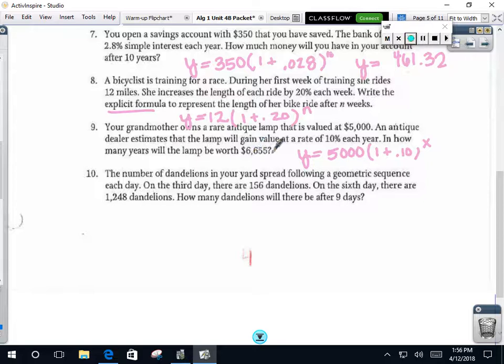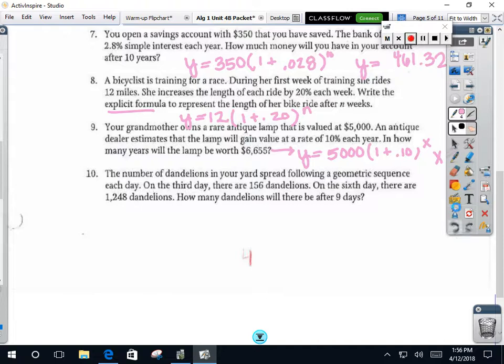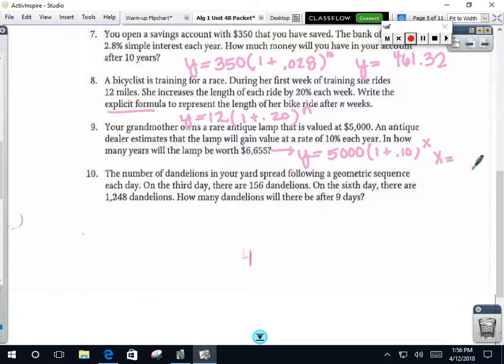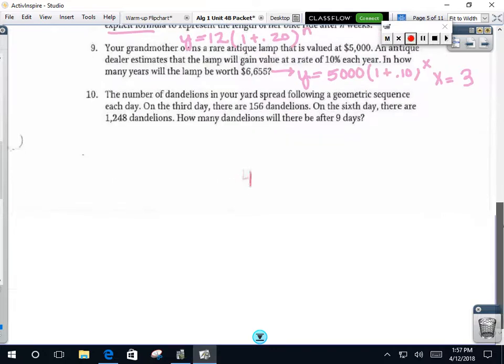You replace the y with this number, and then you graph it and go to the table and see which x value has a y value close to that. And it's actually exactly, not approximately, an exact number of years. Is everybody typing it in? You're looking for when it will be worth $6,655. I got 3. All right, last one.